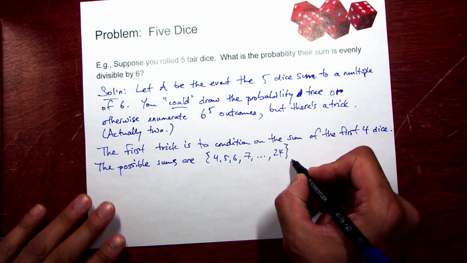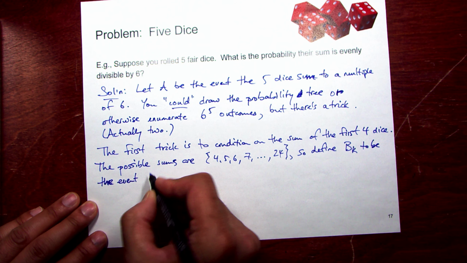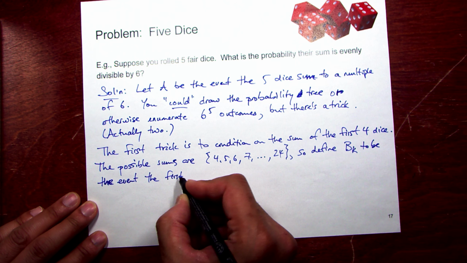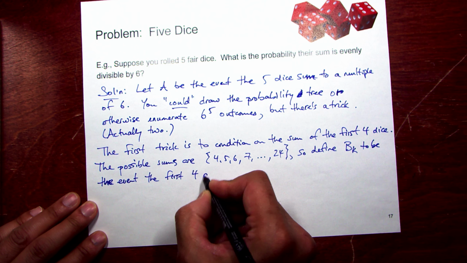So we're going to define B sub k to be the event that the first 4 dice total k.